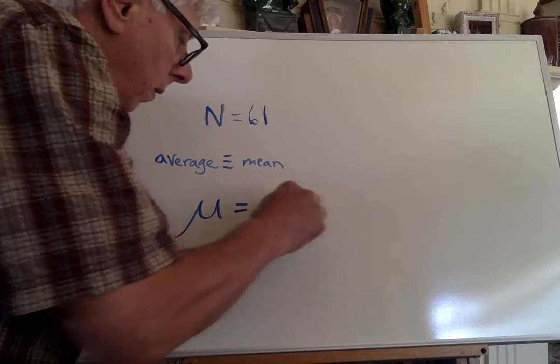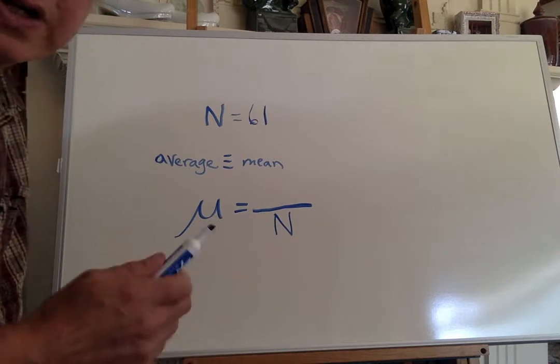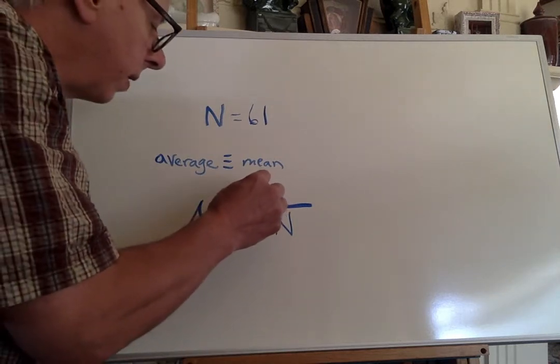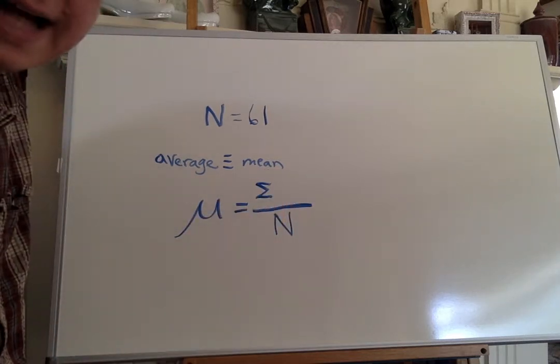Certainly, we're going to have the number of numbers in our denominator. But in the numerator here, I'm going to use this symbol. It's a sigma, folks. It's not an E.